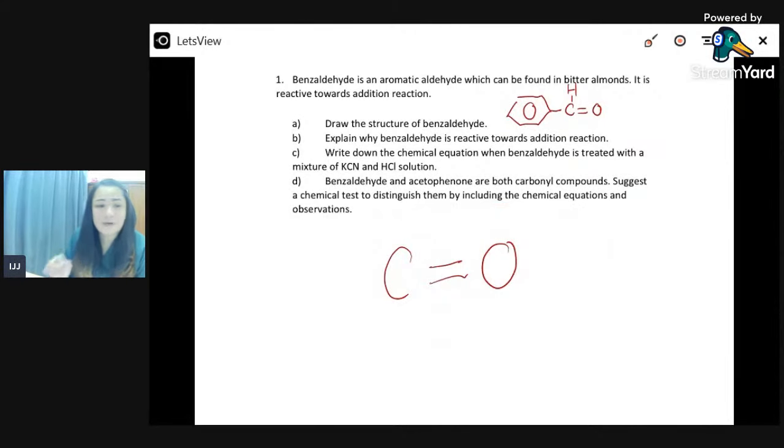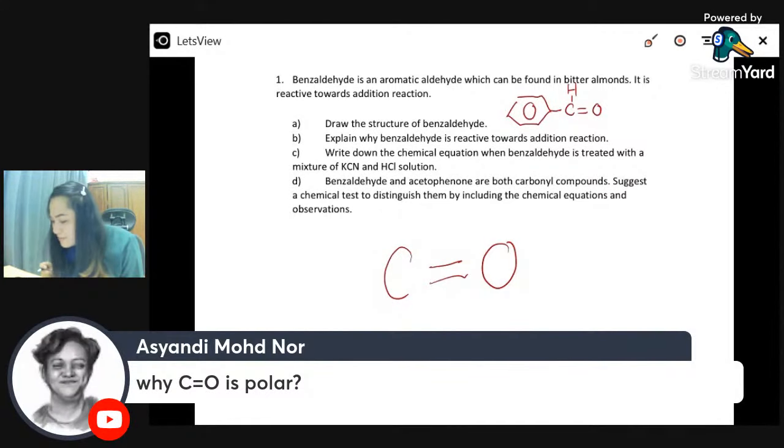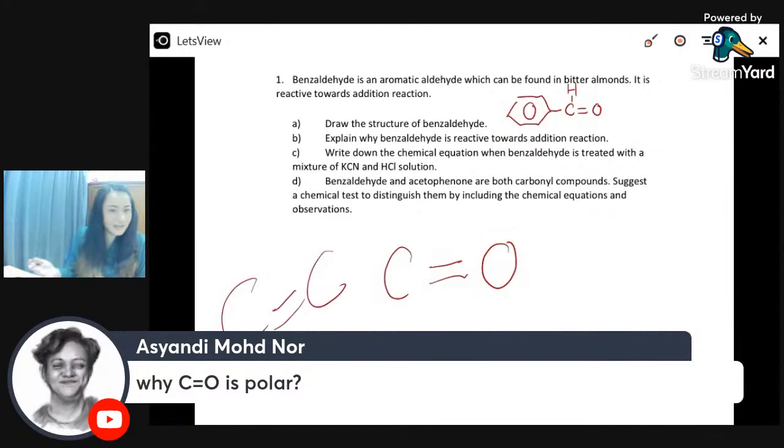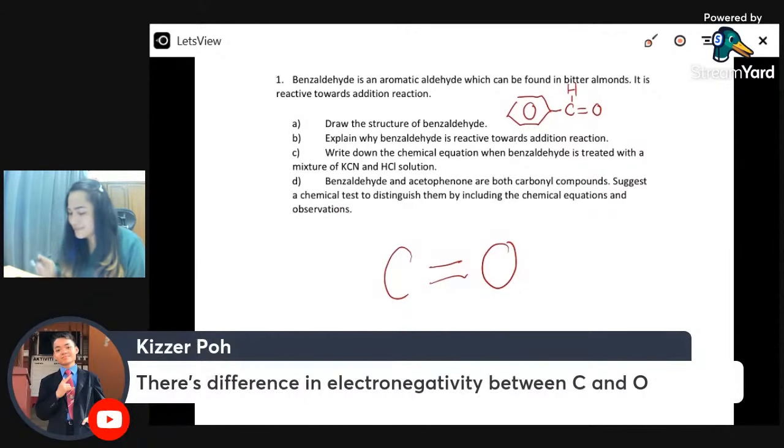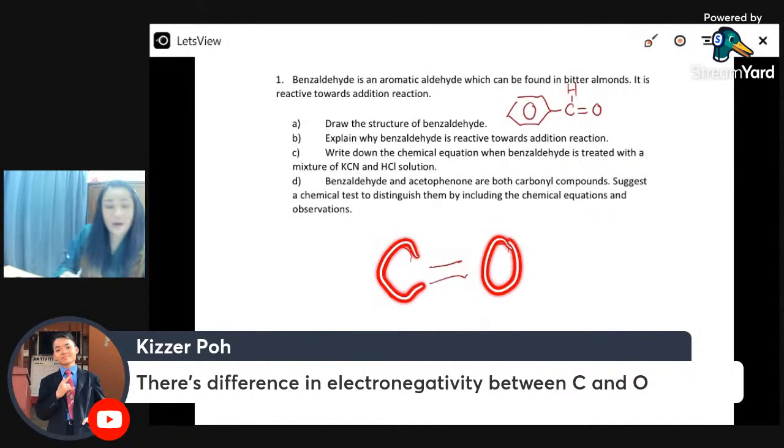Siapa dapat jawab? Satu orang saja. Polar ada multiple bond? No, not because of the multiple bond. I give you example, C double bond C, alkene, dia non-polar. Dia bukan pasal multiple bond. Yes, thank you. There's difference in electronegativity between carbon and oxygen.